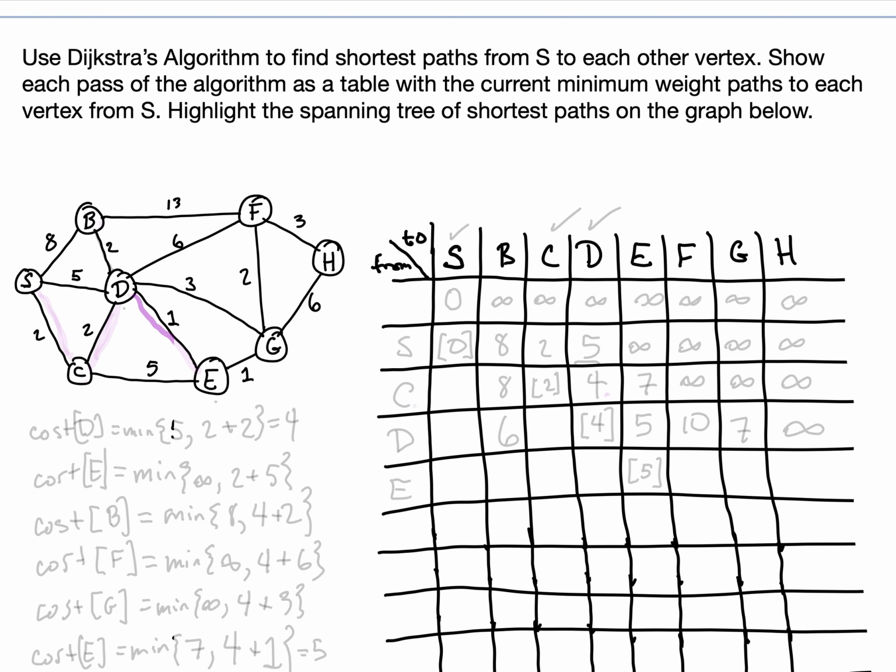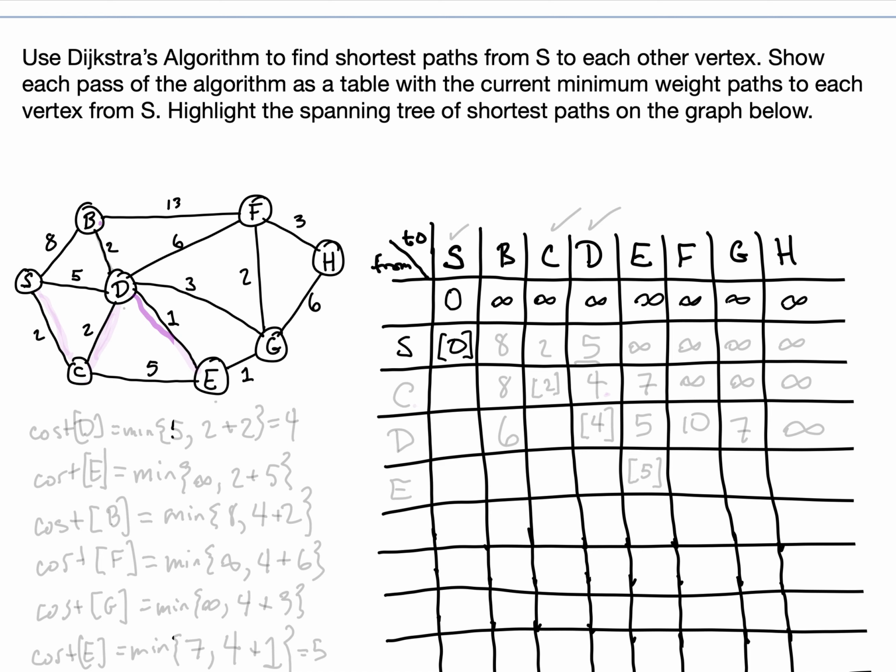Okay, we first start by labeling the cost for S as 0 and the cost of every other vertex as infinity. Now we look for the minimum cost of each of those vertices. S is 0, clearly has the minimum cost, so we're bringing that down, and now we are processing the vertex S. So we're going to look at each of the neighbors of S.